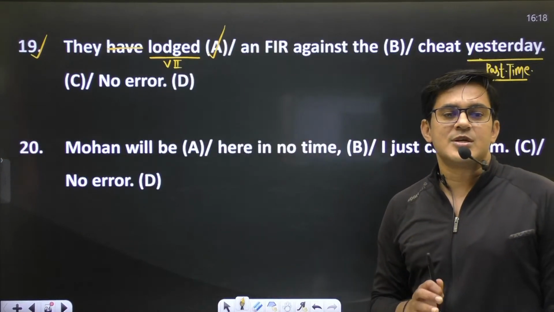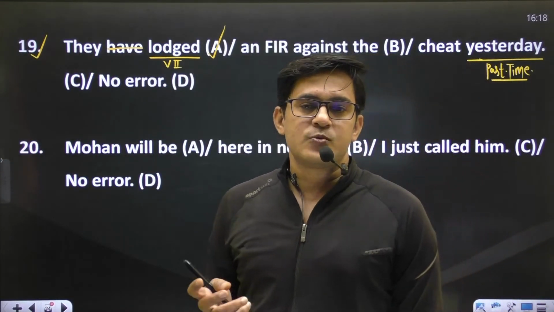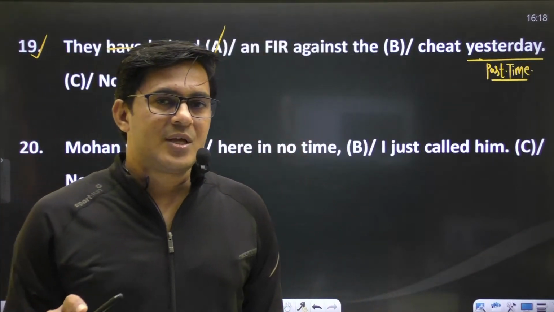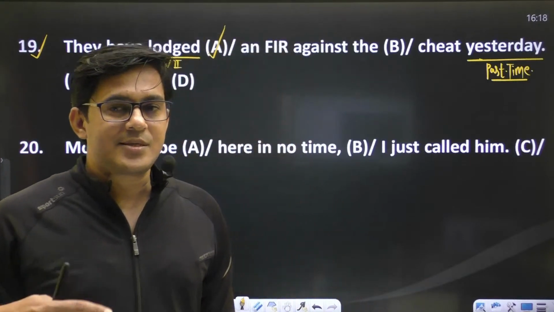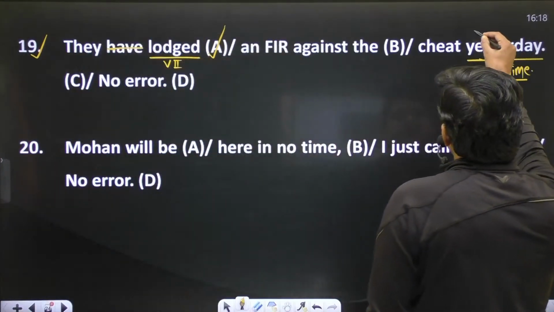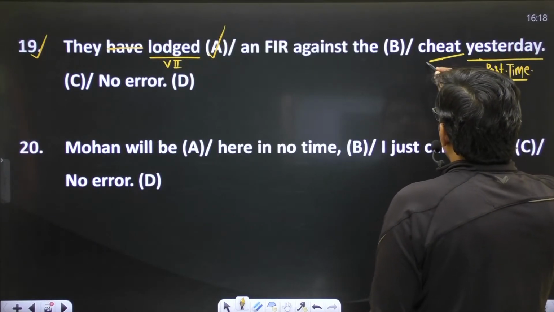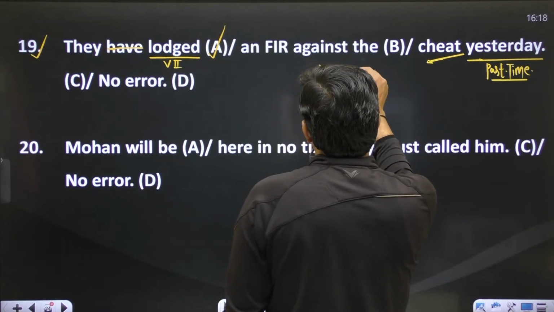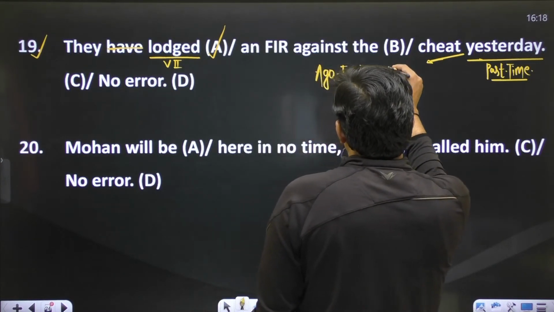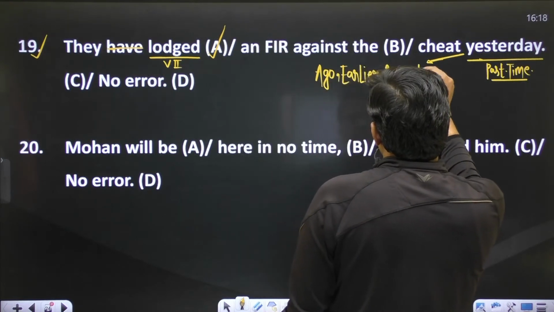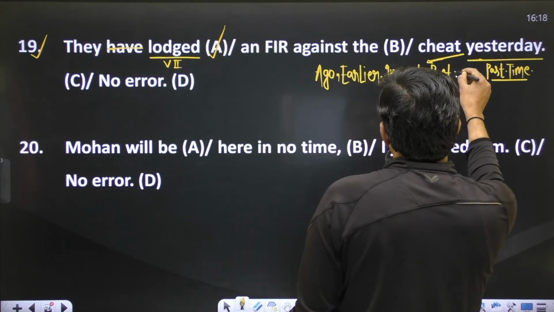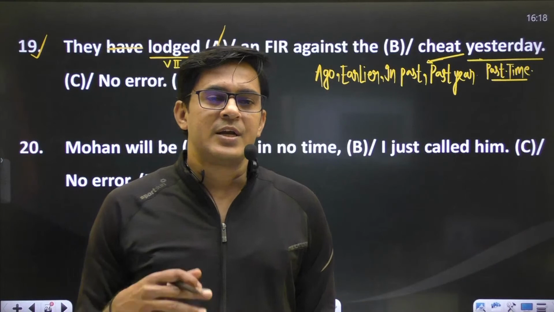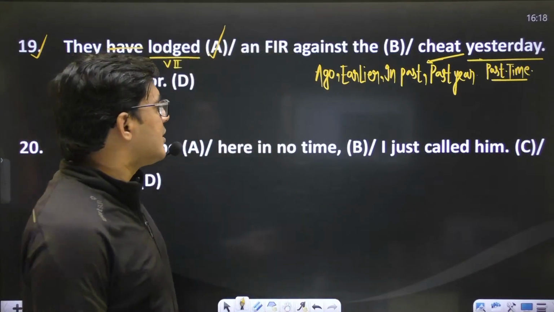So now the question is, what are the different words, the different adverbs, which demand past indefinite tense? I think I told it to you in the last lecture also. So let us discuss the words like yesterday. After yesterday, you can have a word like ago, earlier, in past, past year, any past year. It can be 2010, 2020, 2021, 1947, 1857, right?